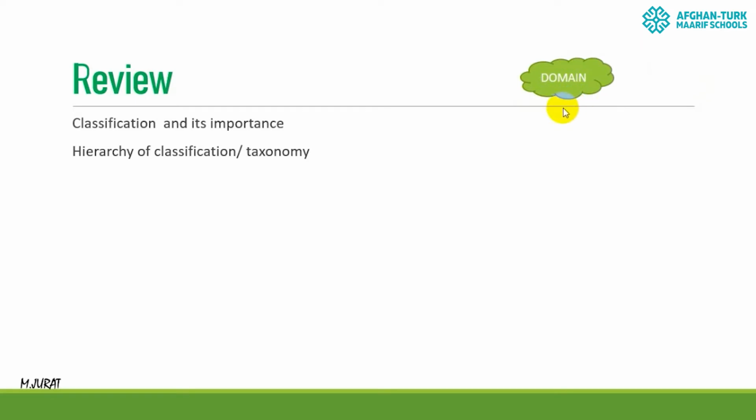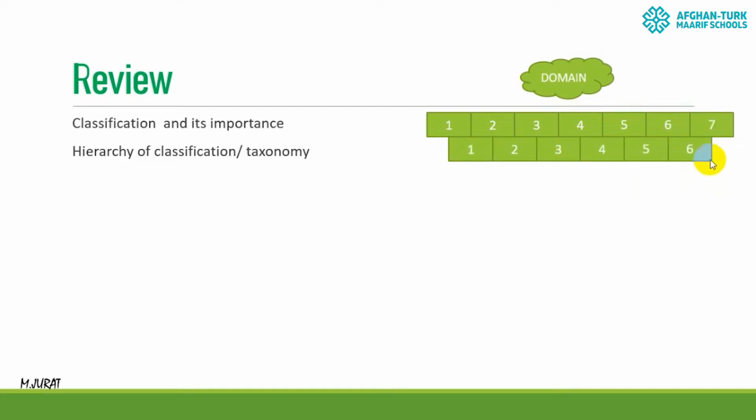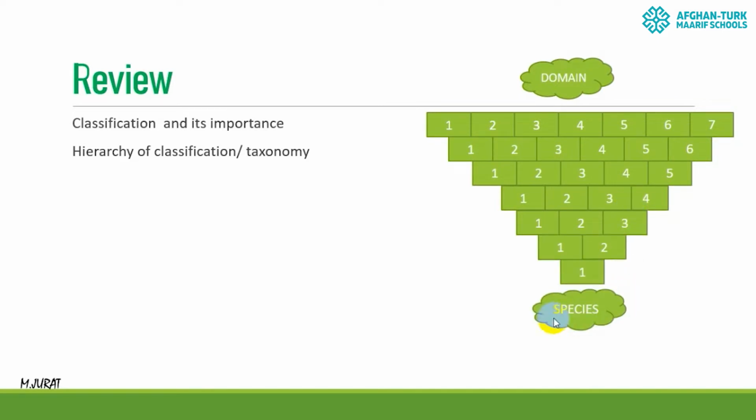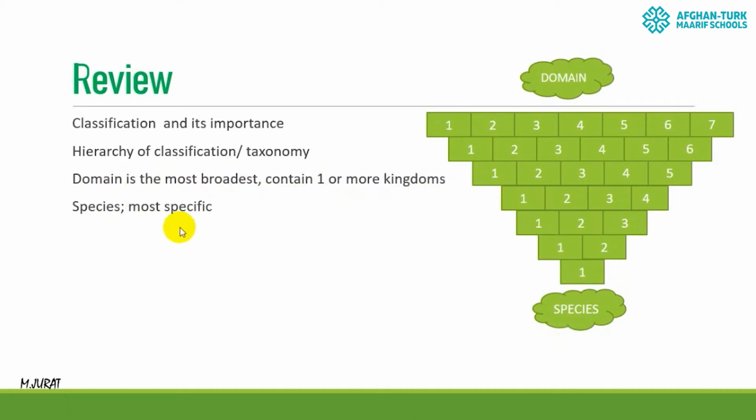According to their different features, we can divide them into different groups, and by eliminating one feature we can reach the kingdom. By eliminating another feature we can reach the phylum. Eliminating another feature we can reach the class, and so on, until we reach the most specific one. So again, I'm repeating that domain is the broadest one, containing one or more kingdoms, and species is the most specific one. So this was our previous lesson.